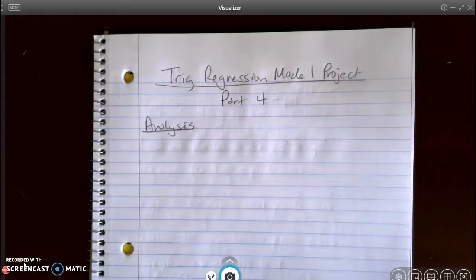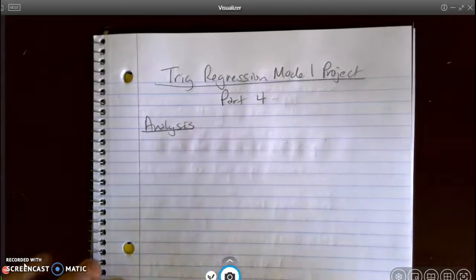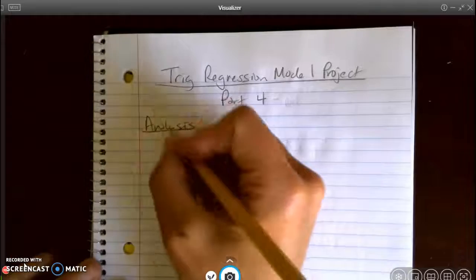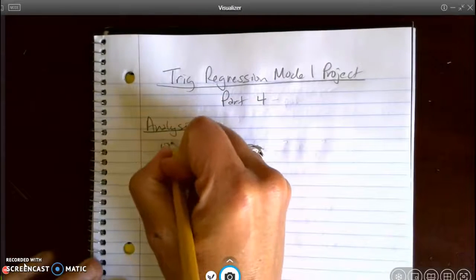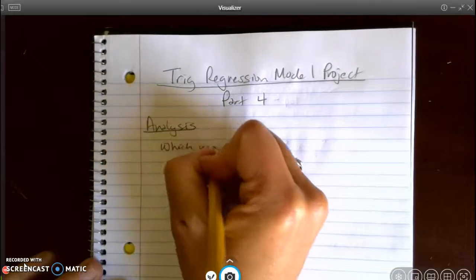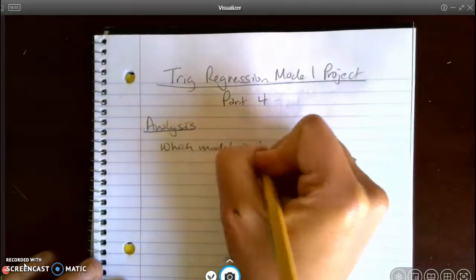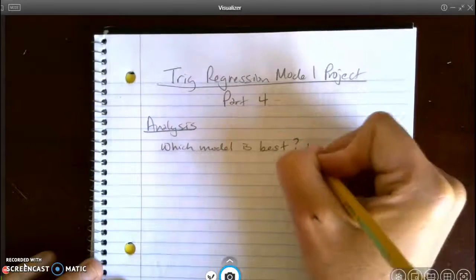Right, so we are to the fourth and final part of your trig regression model project. Part one is the analysis. You have to answer the question, which model is best and why?